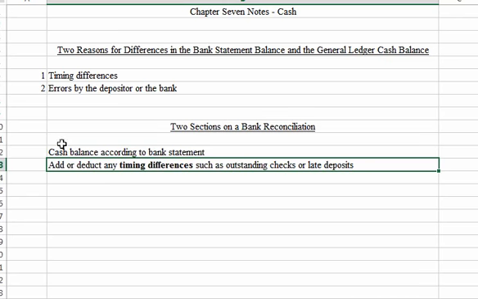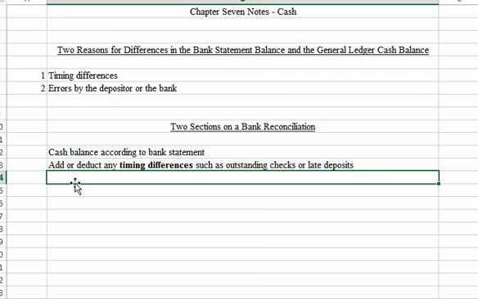So we want to add or deduct. It just depends on what we're dealing with. Add or deduct any timing differences, such as outstanding checks. That would be checks written by the depositor that haven't yet cleared the bank. So the depositor has deducted them from their balance. The bank has not deducted them from theirs. So from the bank statement balance, we would deduct outstanding checks.